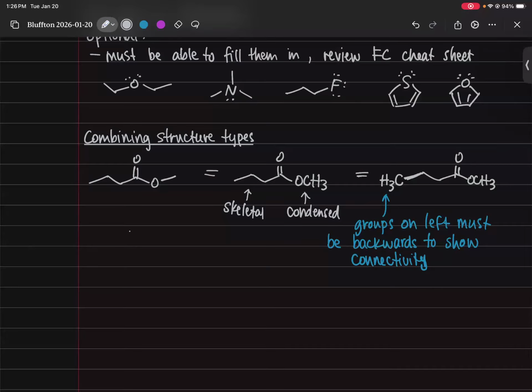Another example would be OH groups, alcohols. So we might have a CH3 over on this side, but if we have an OH group at the end of that bond that I've just drawn, rather than being OH, it has to be HO, to show that that bond is to the oxygen and that the hydrogen is hanging off the end.